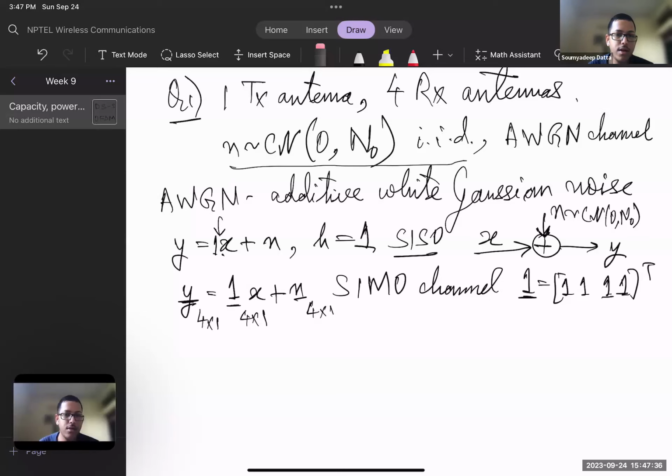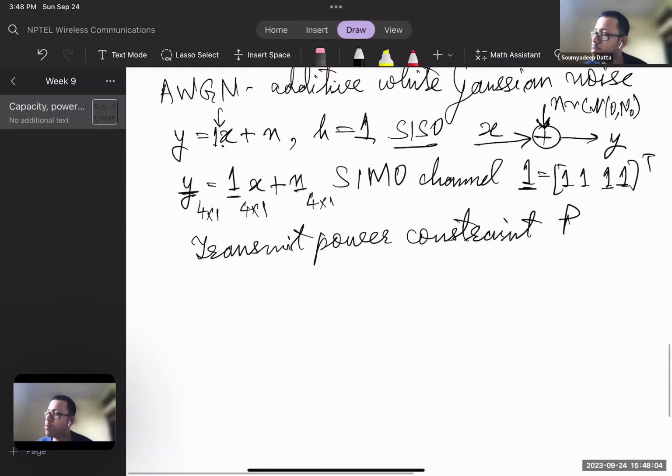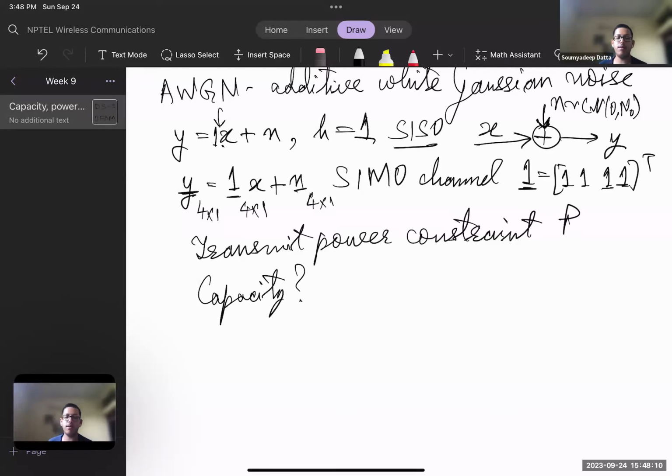And you are asked, another thing that I provided is the transmit power constraint is P. So at most you can transmit with power P. You are asked what is the capacity of the channel. So what is the capacity of this AWGN channel? Let us quickly do the derivation for this.